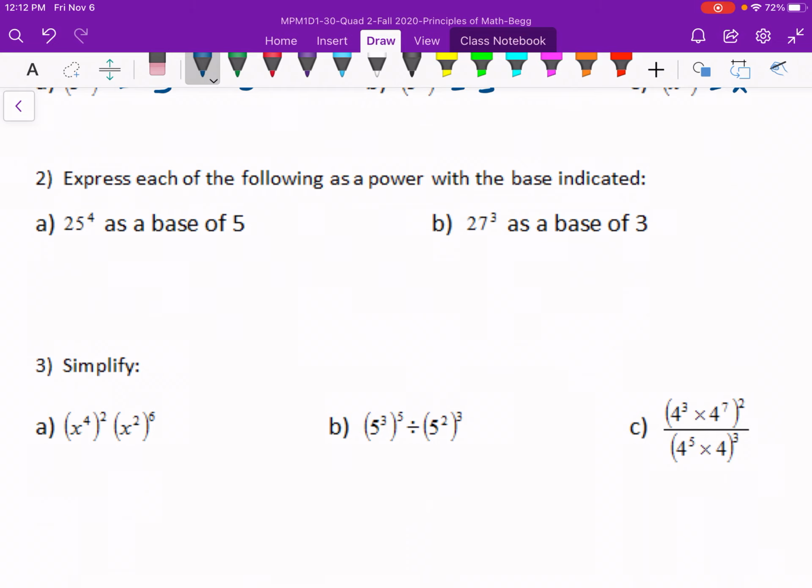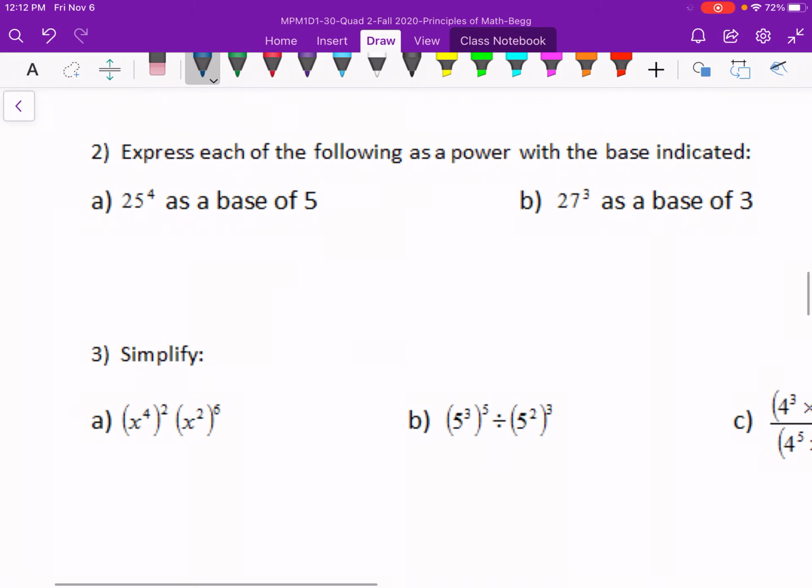Express each of the following as a power with the base as indicated. Okay, you're going to see something like this in your homework. So when it says as a base of 5, it means rewrite this with literally a power with a base of 5. So 25 can be rewritten as 5 squared. Right? So just the 25 part can be rewritten as 5 squared. They're equivalent, but it still has the 4 on the outside. And then if I do the powers of powers rule, 2 times 4 is 8. So 25 to the 4 is actually going to be the same as 5 to the 8.